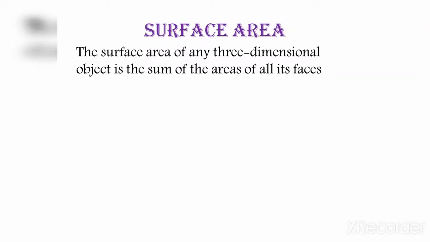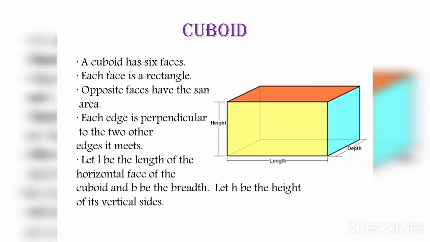What is a surface area? Surface area of any three-dimensional object is the sum of the area of all its faces. Okay, now let's see the first example, cuboid. Now here you can see cuboid has 6 faces. Each face is a rectangle. Opposite faces have the same area. Each edge is perpendicular to the other two edges it meets.